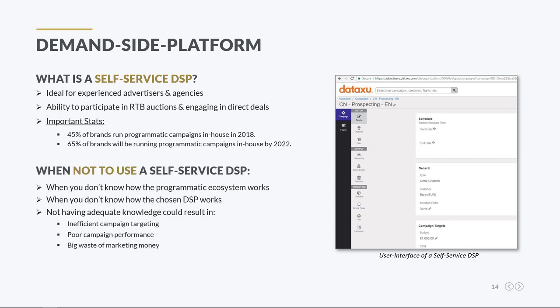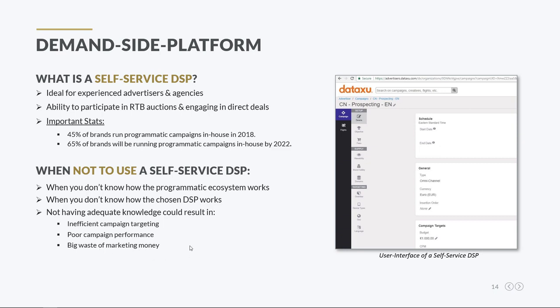However, note that advertisers are not advised to opt for this type of platform if they don't know what real-time bidding is, what programmatic direct is, how to target ads, what the methods of buying media are, which advertising formats are ideal, or how to set up and optimize campaigns through the selected DSP. Using a self-service DSP without having adequate knowledge of those could result in inefficient campaign targeting, poor performance, and of course a big waste of marketing money.